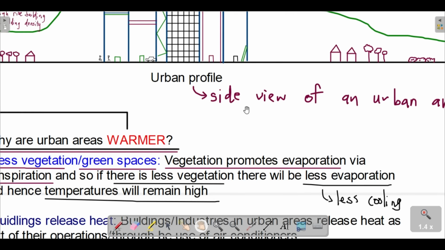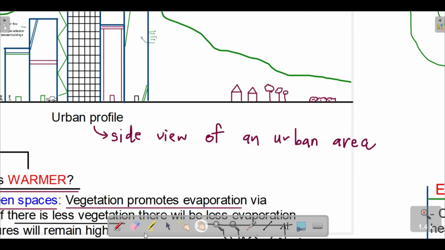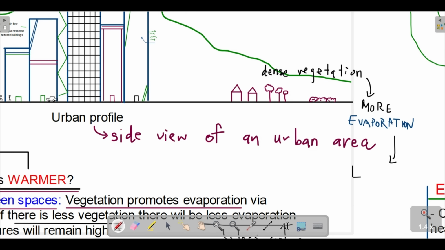And because in the rural areas there's dense vegetation, you're going to promote more evaporation, right? And because there's more evaporation, there's going to be more cooling, and hence temperatures will remain low. Therefore, low temperatures. So you have to connect these when you are explaining, guys. That's how you get full marks.